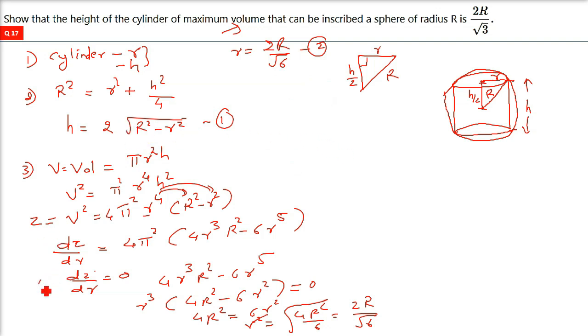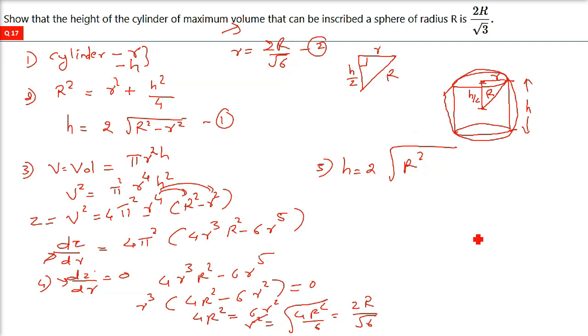We have already differentiated and equated it to 0. Next is to find out the double differentiation. But before that, let us find out the height. The whole idea is to find out the height, in the question also, height. So h is twice under root capital R square minus small r square.